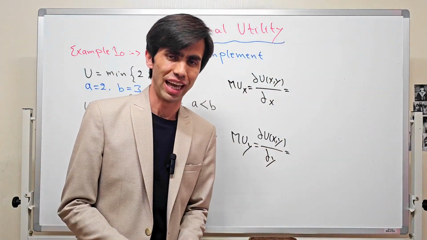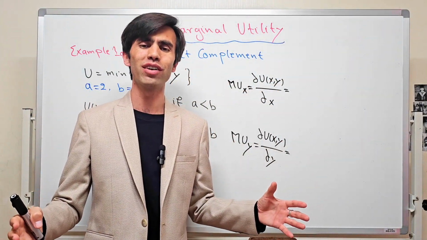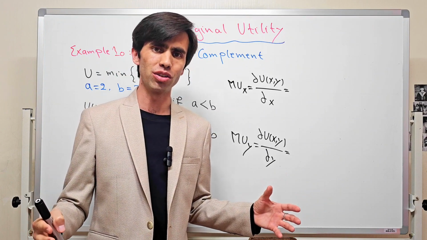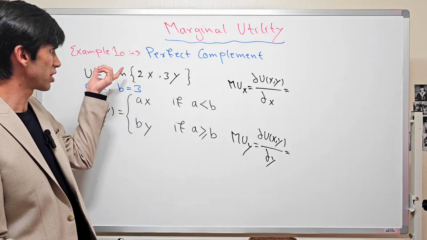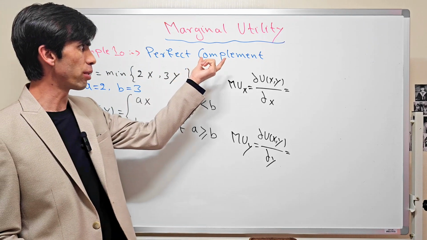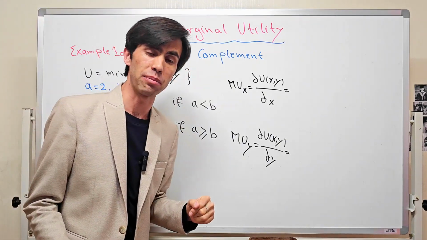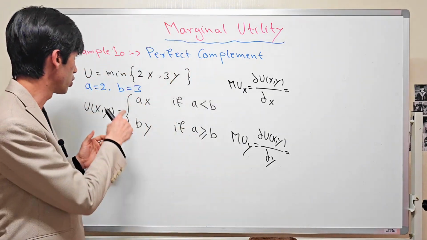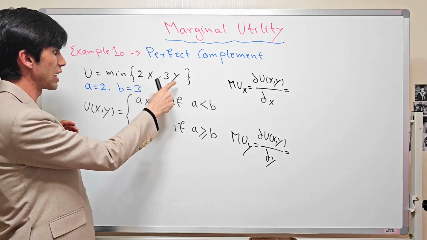Welcome to Econ Minds, and let's move forward to solve an example related to marginal utility. Our example number 10 is a numerical example of finding marginal utility for a perfect complement utility function. Suppose our utility function is a min of 2x, 3y.